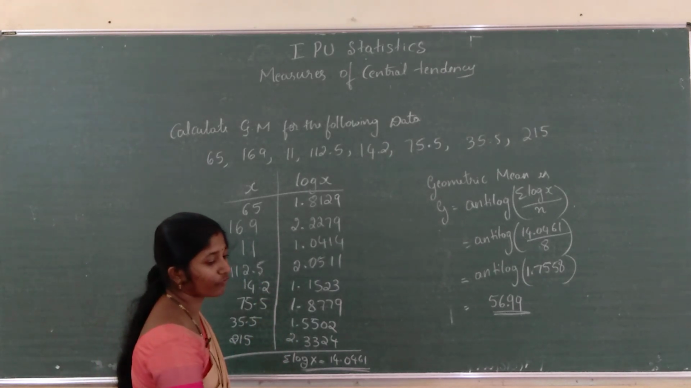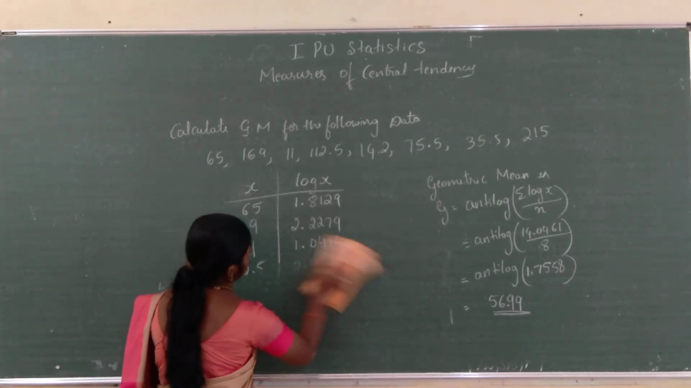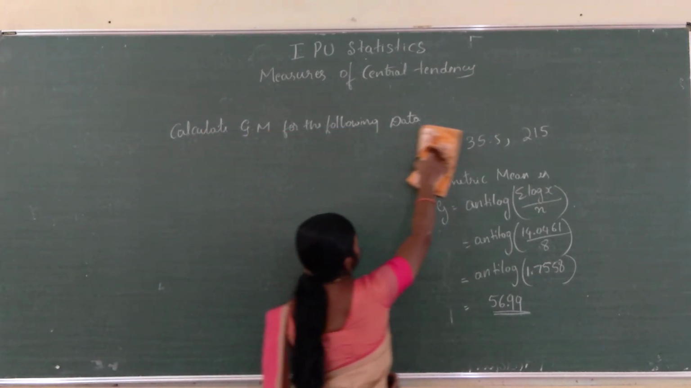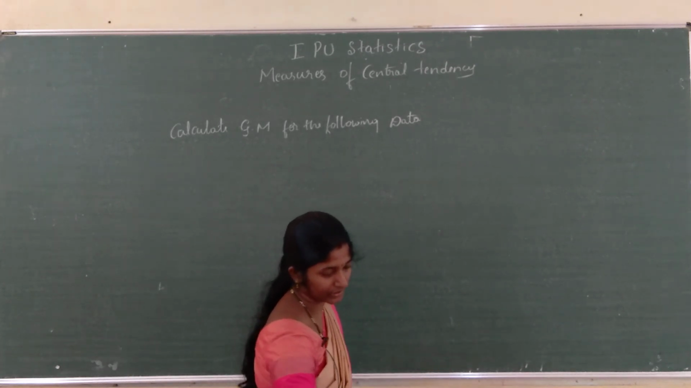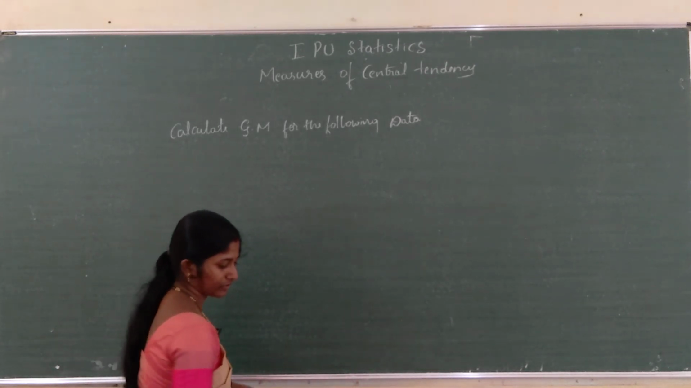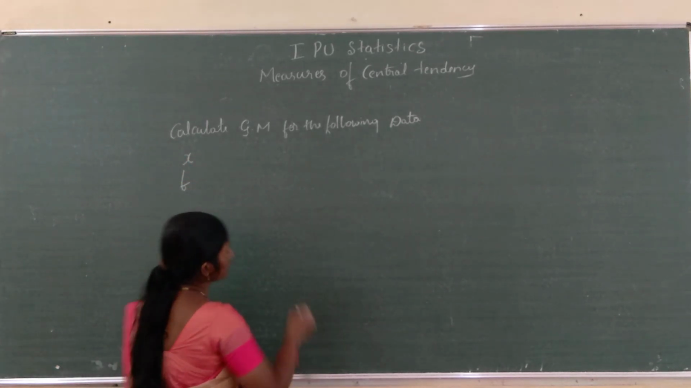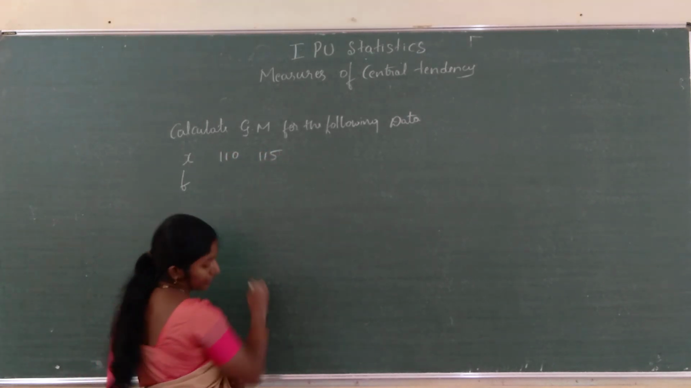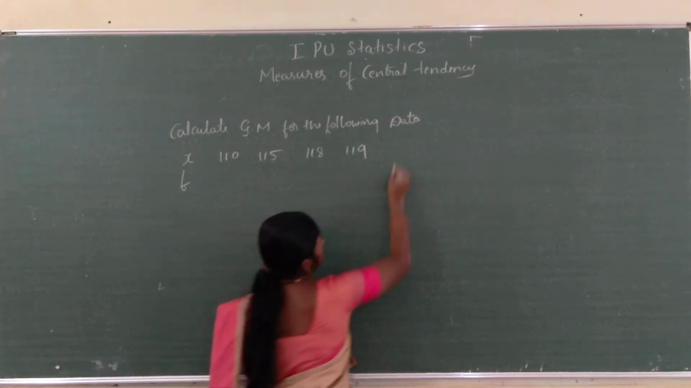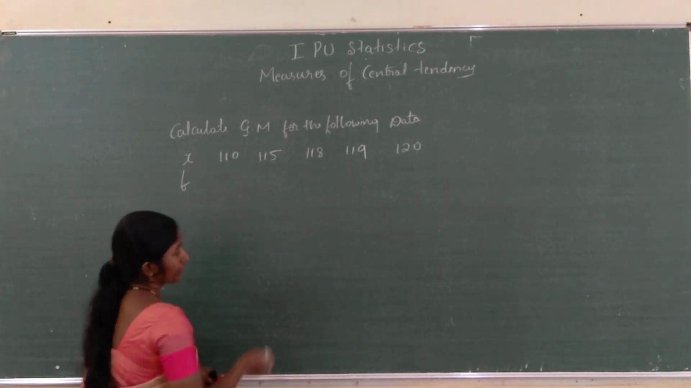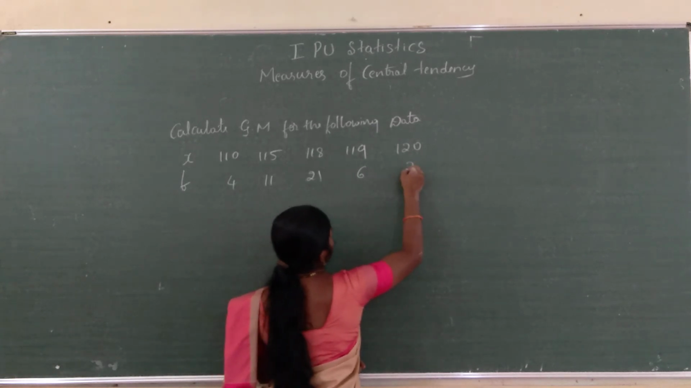Another problem I will do, that is for a grouped data. Grouped data dalli yavudu? Discrete. Okay, discrete distribution. Find the geometric mean. Here x, another one, f is given. x: 110, 115, 118, 119, 120. f: 4, 11, 21, 6 and 2.